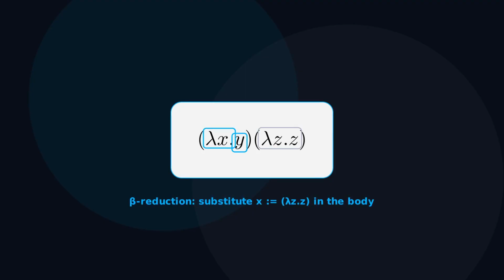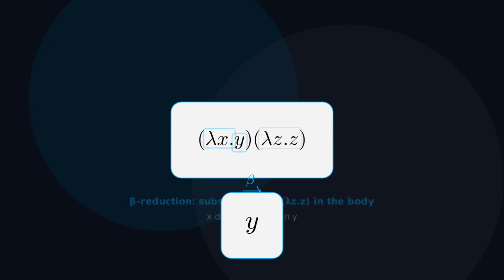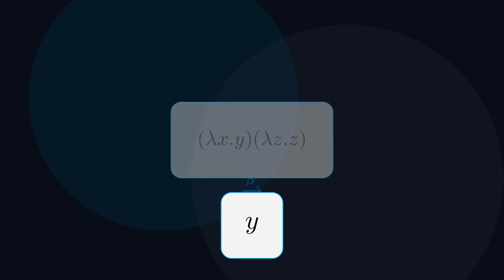Now let's see how beta reduction works with a more complex example. Consider the following application: the function lambda x dot y, which maps x to y, where y is a free variable, applied to lambda z dot z, which is a function that maps a value to itself. In this case, the first function doesn't even use x. So after applying it to lambda z dot z, it simply returns y, no matter what the argument is. So we reduce lambda x dot y applied to lambda z dot z to just y. And this is a simple application of beta reduction, where the argument doesn't affect the result.